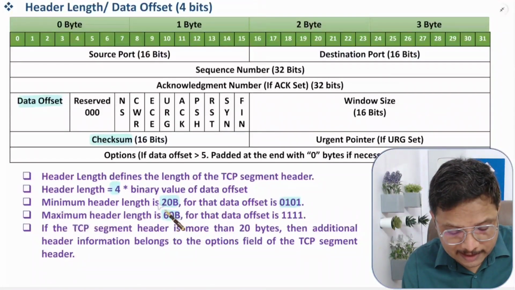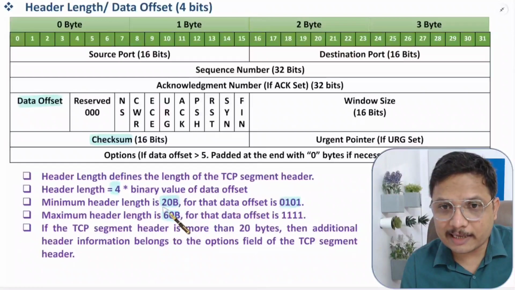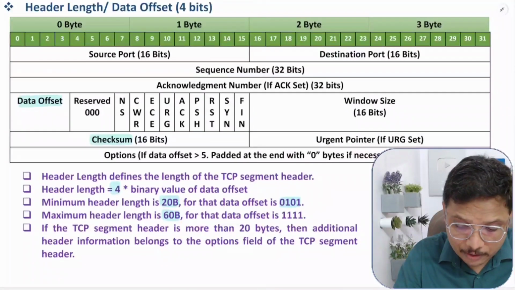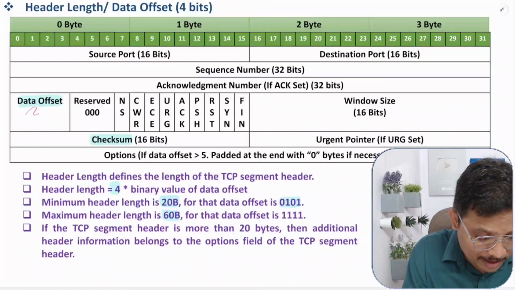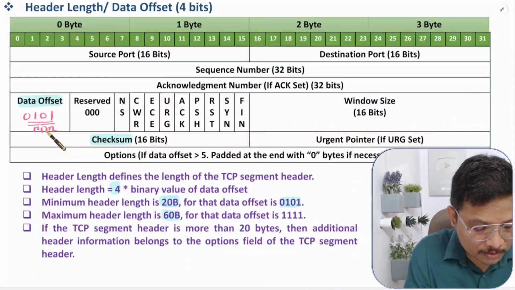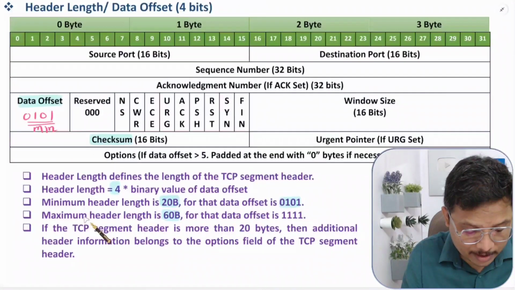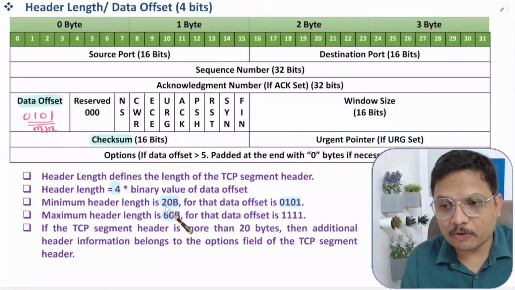Whenever you have minimum size of header, at that time it will be 20 bytes. In that situation, this offset value will be 0101, which means it is 5. This is the minimum value, right? Those 4 bits will be 0101. So it will be 5. What it means? Minimum header length is given over here.